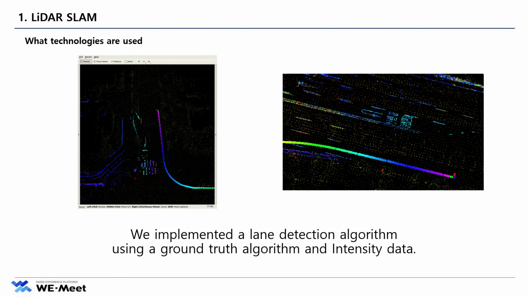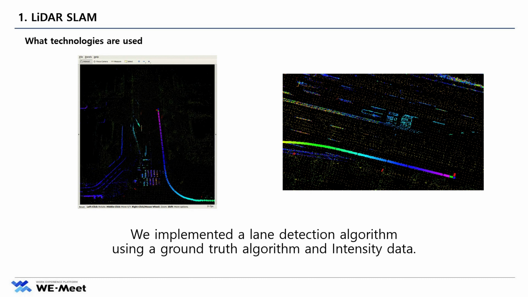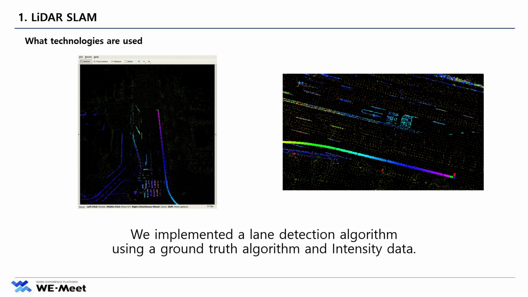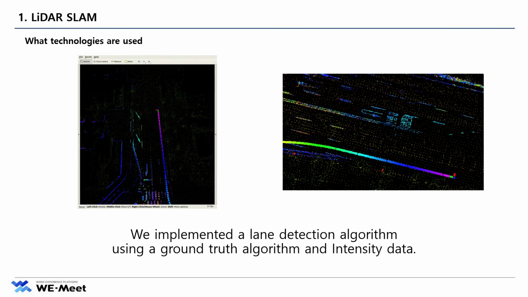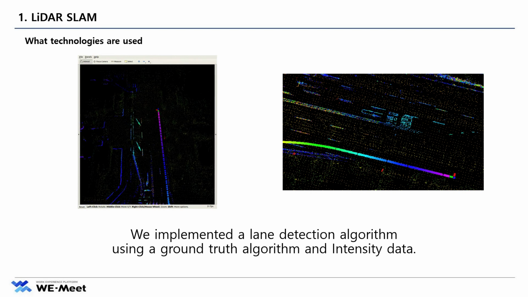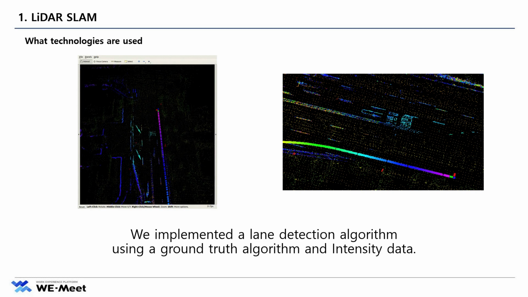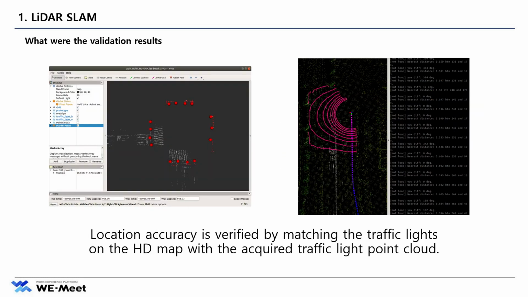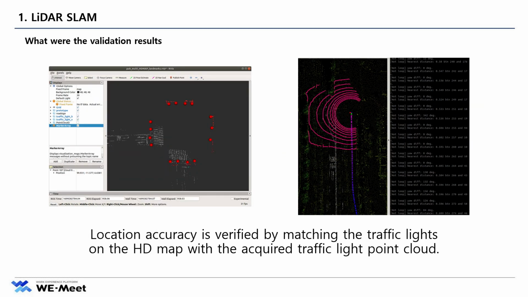We developed an algorithm to extract the ground at the same time as driving and autonomously extract lanes based on intensity. And we also created HD maps for transverse and longitudinal traffic lights. Confirm the accuracy of the map with feature points.